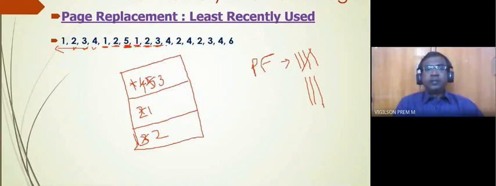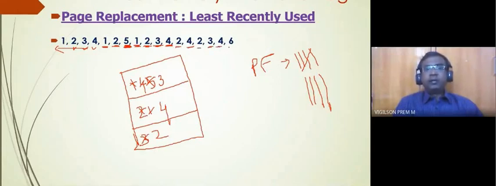Now listen carefully. 4, which is not available in memory, what will we replace? Among 3, 1, 2, which is the oldest, I have to see. 3, 2 and 1. 1 is the oldest, so I will replace it with 4. So one page fault will occur. Now 2 is already available in main memory, 4 already available, 2 already available, 3 already available, 4 already available.